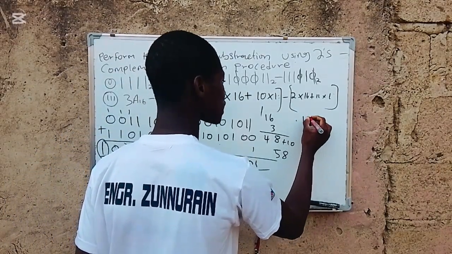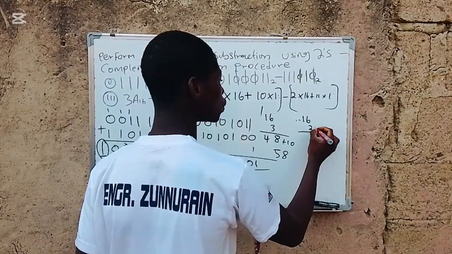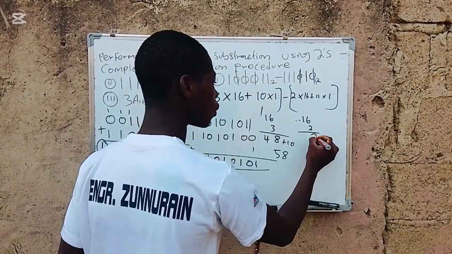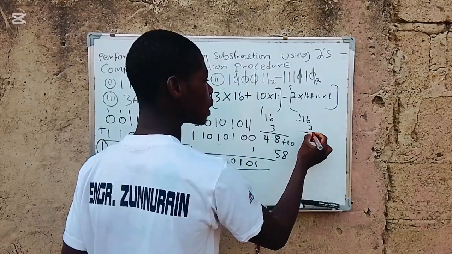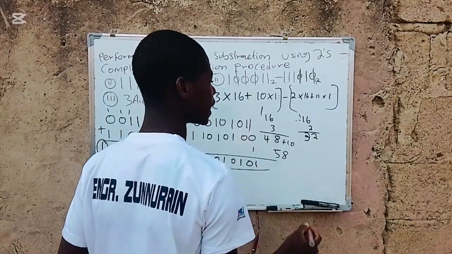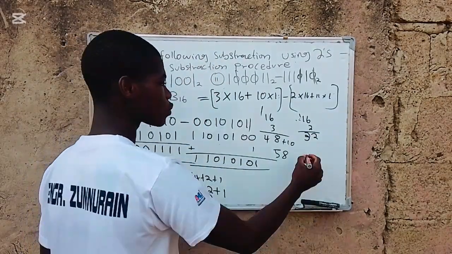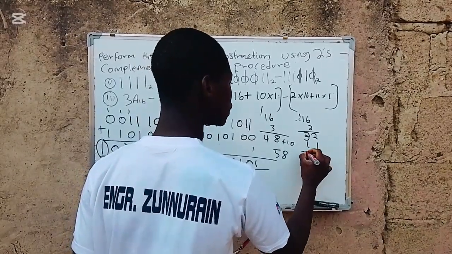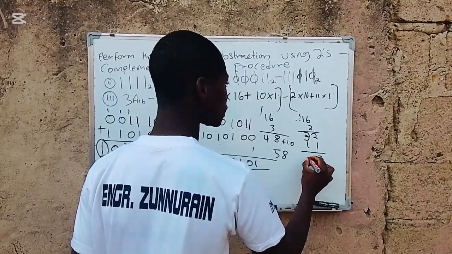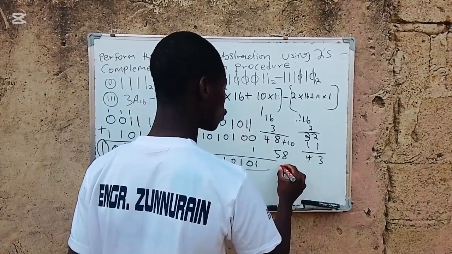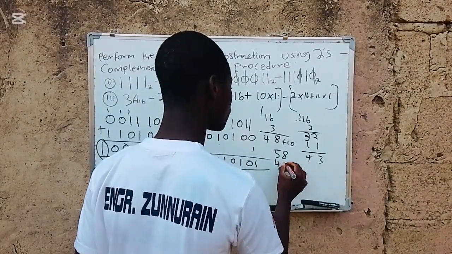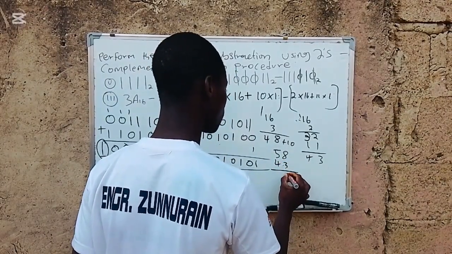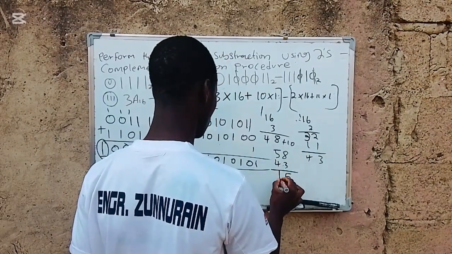And therefore here we say 16 multiplied by 2. 6 times 2 is 12, carry 1, 2 times 1 is 2, and therefore we have 32. So 32 plus 11 will become 43. So therefore we have 58 minus 43. So therefore it will become 15, and 15 will become 1 1 1 1.